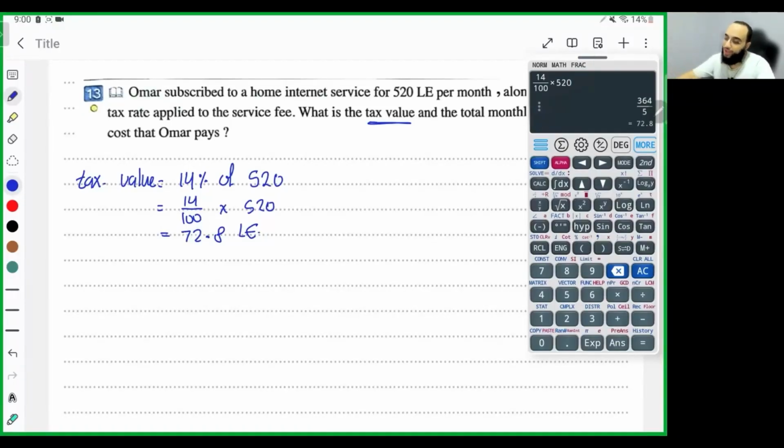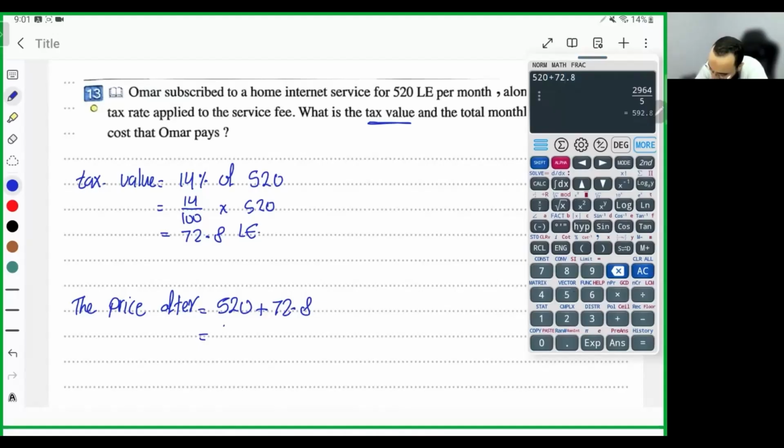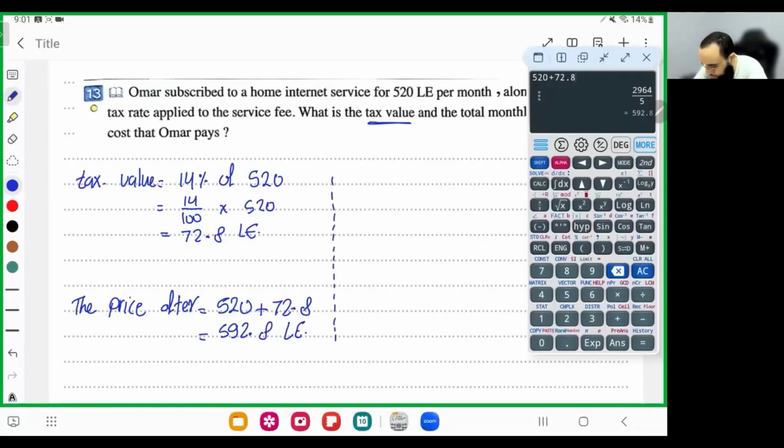So what's the price after adding this tax? The price after adding the tax equals the actual price plus the tax price. 520 plus 72.8 equals 592.8 LE. Okay? We can also do it the same way that we solved in the previous question.